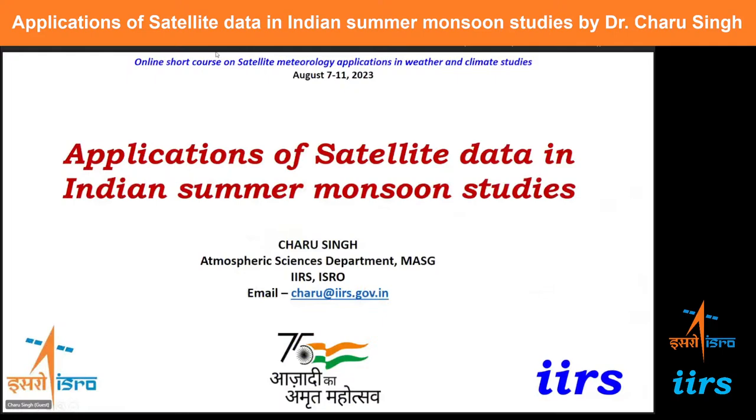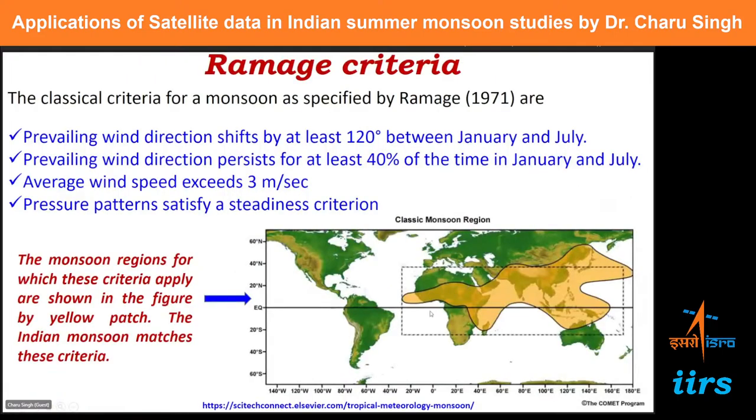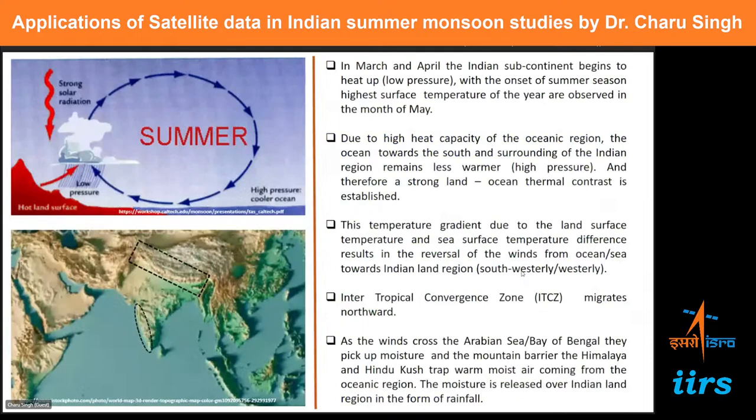So based on this criteria proposed by Ramage, the yellow patch shown here in this picture is the monsoon domain, and our Indian subcontinent is also a part of this monsoon domain, which satisfies all these four criteria proposed by Ramage. Now what happens during the summer time?